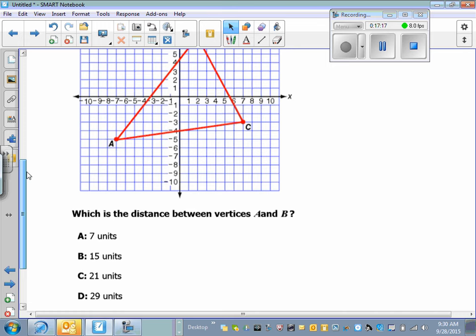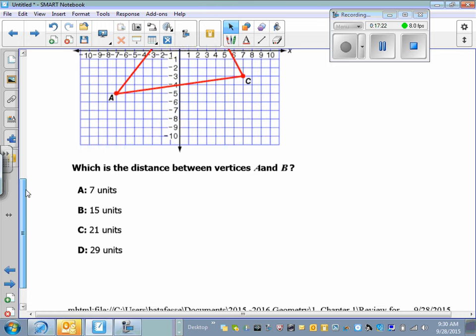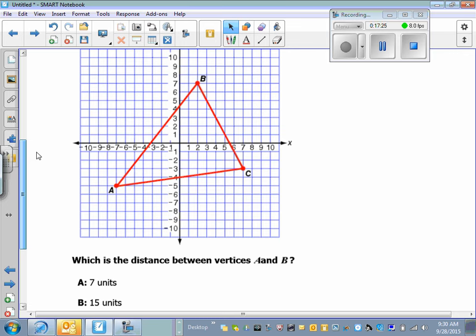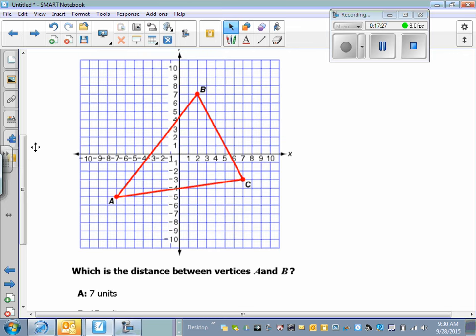Okay, 16. The question is which is the distance between A and B. So this one is given to you in a graph. So you have a choice to find the coordinate of A, the coordinate of B, and use the distance formula if you want to, that's fine. But since I already have a graph, I prefer doing my Pythagorean theorem, which is a squared plus b squared. So when you create your right angle, you want to draw a vertical line going down from here, connecting to A. Okay, so that's going to be my right triangle.